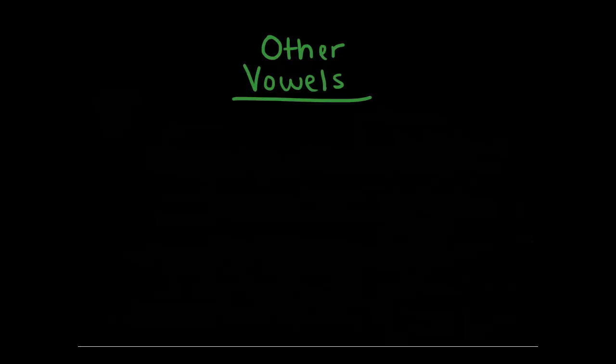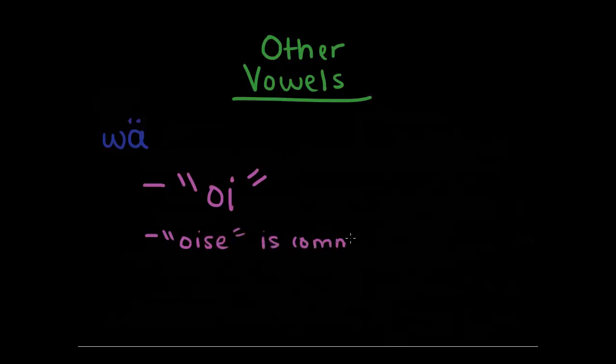Let me write it out. Wa. This is actually going to be W with A and 2 dots. This is wa. And the really only way to spell it is OI. It's a big thing in French. OI really represents the wa sound. OISE is a very common ending.